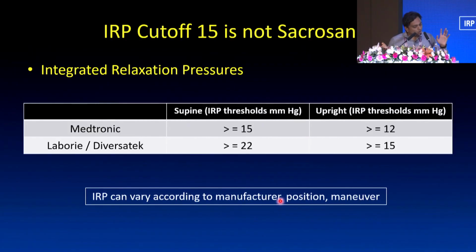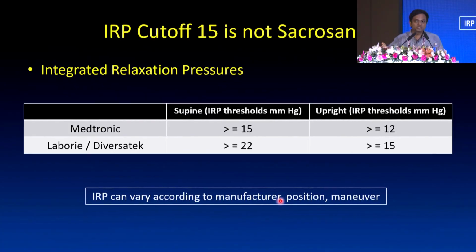Now, when we talk of integrated relaxation pressure, we all have this notion that an IRP of more than 15 is abnormal, but that is not so. IRP cutoffs are different for different manufacturers, and they also vary with the patient's posture. Now the Chicago 4 tells us that you don't just do manometry in the supine position, but you can also do that in the sitting position.